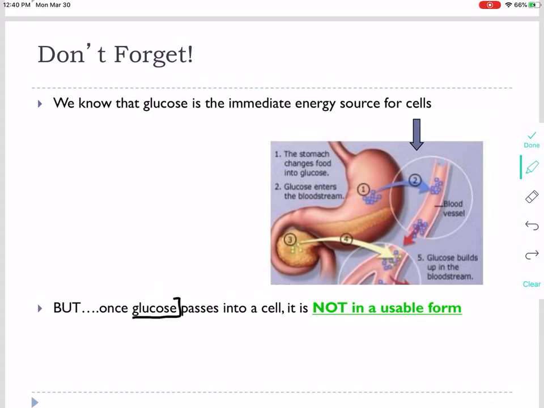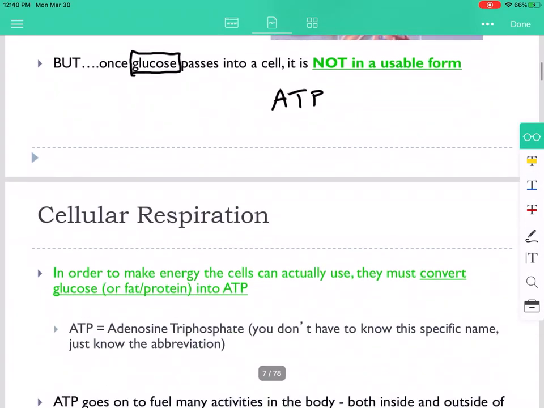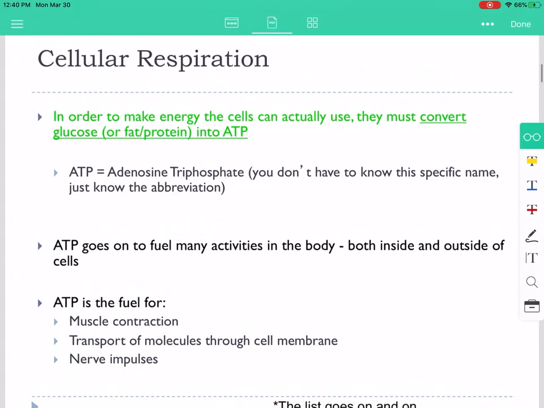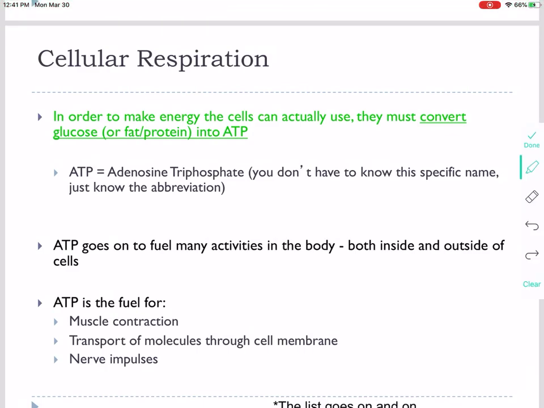I just said this, so just putting it on a slide to make sure everybody's clear. We know glucose can be used for energy, but glucose itself is not in a usable form. We have to convert glucose into ATP, adenosine triphosphate, because that is what's usable by the cells. Here's a definition again: cellular respiration, the process where we convert glucose, or fat or protein, into ATP. ATP stands for adenosine triphosphate. You don't need to know that, but I think it's important that you've heard the term so you can pick it up if you had to.